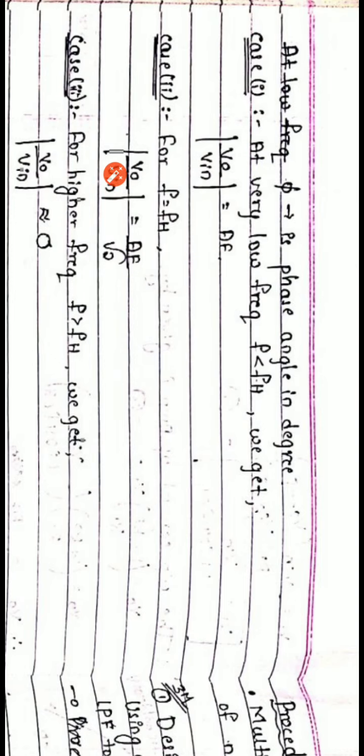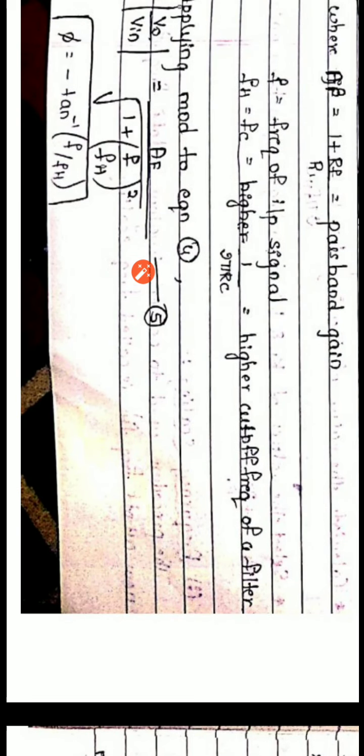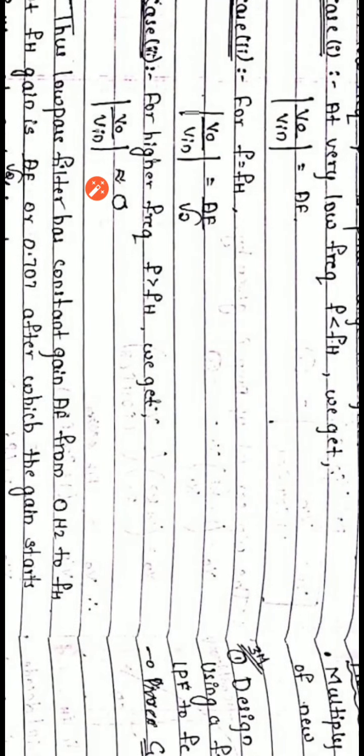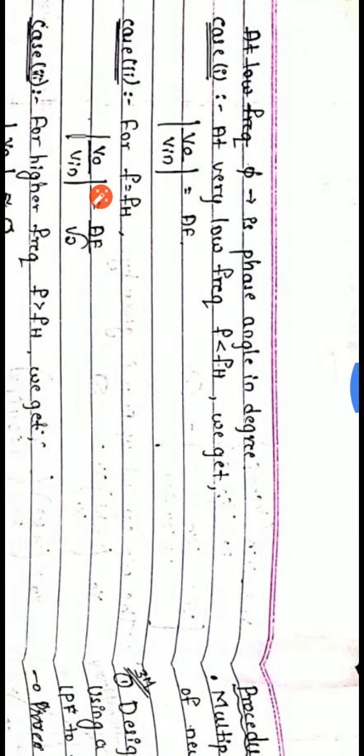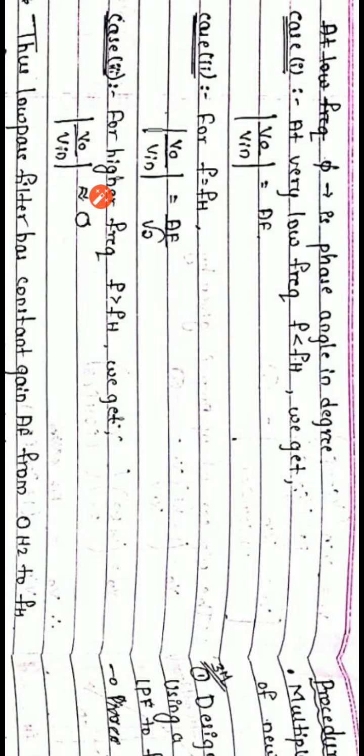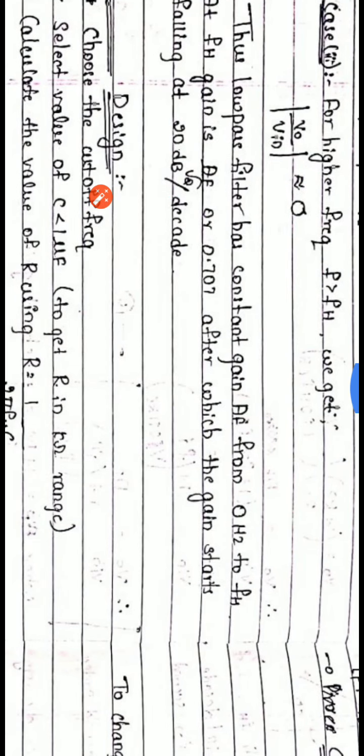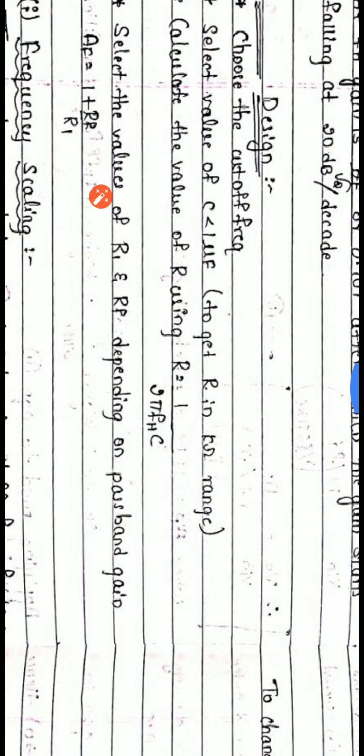In the second case, if F equals FH, then F by FH becomes 1. So 1 plus 1 becomes 2, and we will get AF by root 2 itself. Now the third case, for higher frequency where F is greater than FH, V0 by Vin is nearly equal to 0, or very much lesser than AF, close to 0. So this is about the 3 conditions where the gain of the first order low pass Butterworth filter belongs. Here another two topics are there, that is the design of this filter.